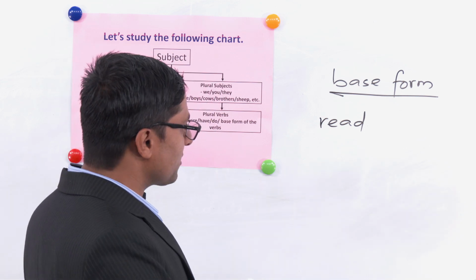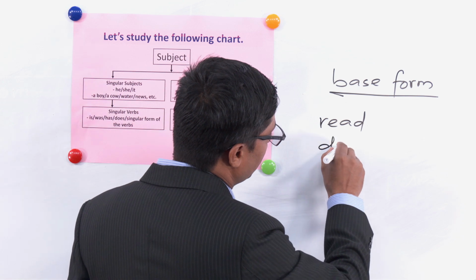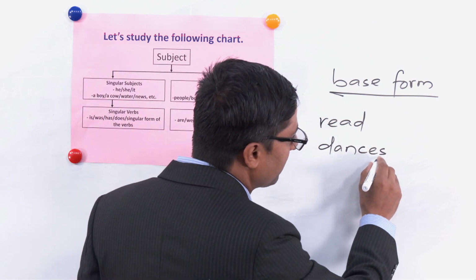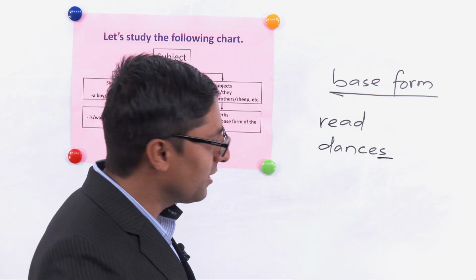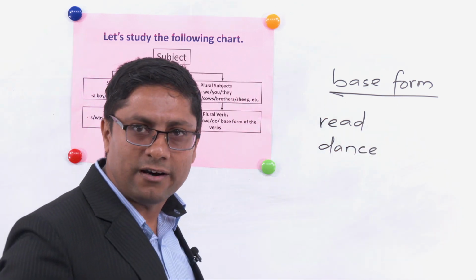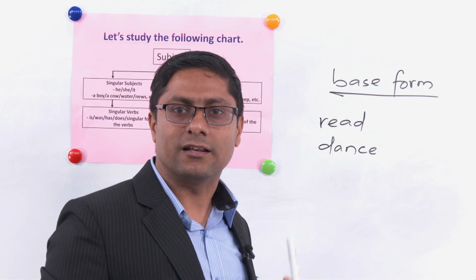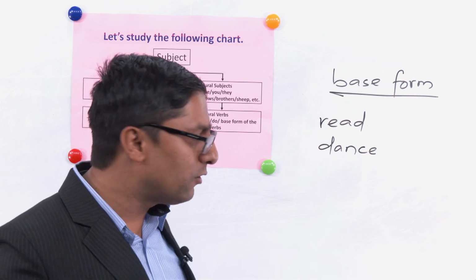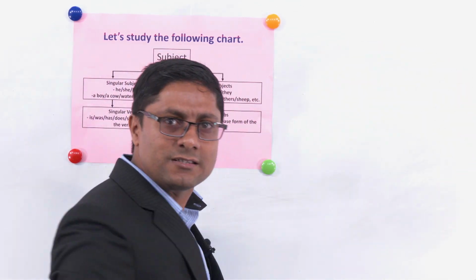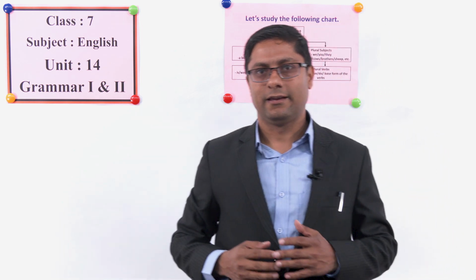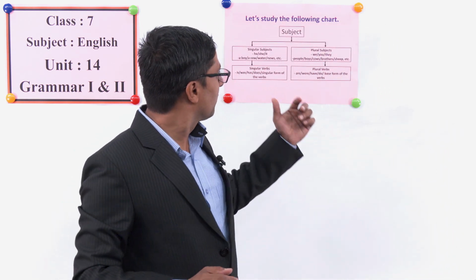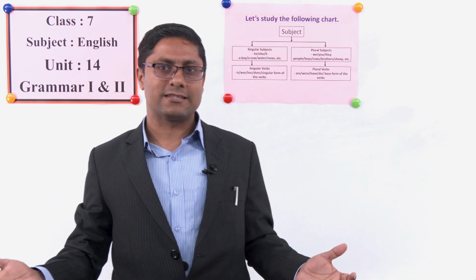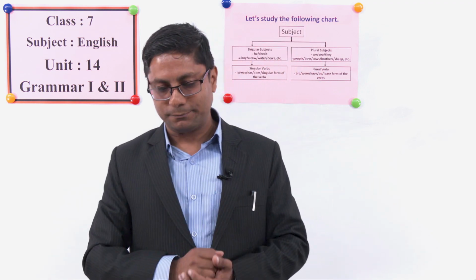Okay. Similarly, let us look at the next verb. For example, dances. See there, we have added s here, it makes it singular, but if we remove it, it is a base form and we use it for plural subjects. I hope you got it. Did you understand, dear students? Did you get the idea? Okay. So, I am quite hopeful that you got the idea about singular and plural subjects as well as singular and plural forms of the verbs.